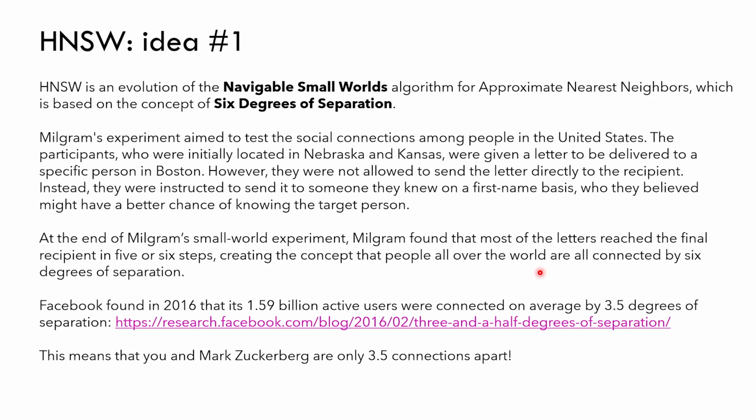And actually in 2016, Facebook published a blog post in which they claimed that the 1.59 billion active users on Facebook were connected by an average of 3.5 degrees of separation. This means that between me and Mark Zuckerberg there are 3.5 connections, on average of course, which means that I have a friend who has a friend who has a friend who knows Mark Zuckerberg. And this is the idea of the degrees of separation.